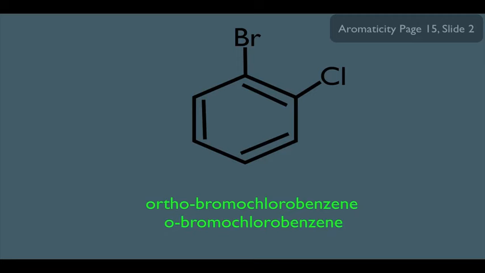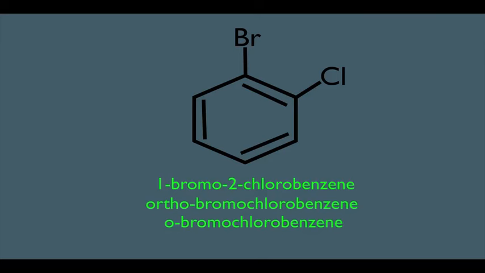Or you could technically call this 1-bromo-2-chlorobenzene. But careful here, there's a reason why the bromo is on carbon 1 and the chloro is on carbon 2. The numbering here in this case is also set by the alphabet. Since B again comes before C, the bromo has priority, so we call that the one carbon in the benzene ring, and therefore carbon 2 is the carbon with the chlorine.